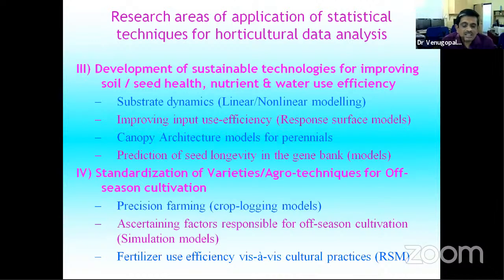Then similarly, for off-season cultivation using simulation models, suppose we find out which factors are responsible for higher yield inside a polyhouse, then you can simulate it for the outside situation. Here also the regression models are very much useful. Then I already discussed the response surface model.